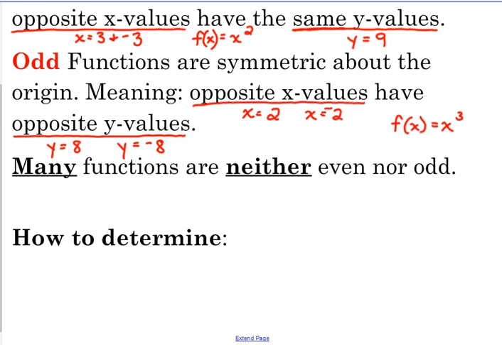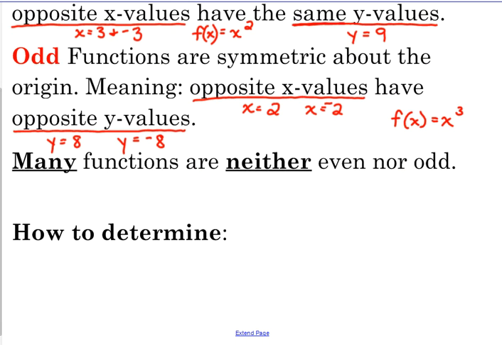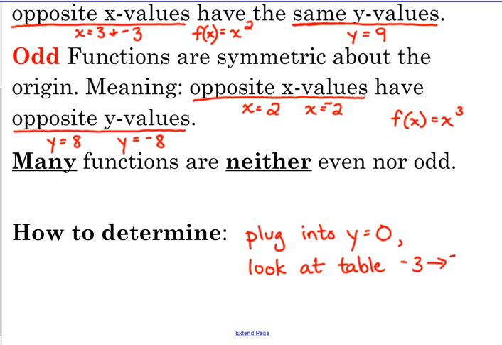Okay? So, and I've got a spot there for you to write in how to determine. Okay? What have I been doing? I plug it into y equals. Look at table. Negative 3 to 3. Look for same or opposite y values.